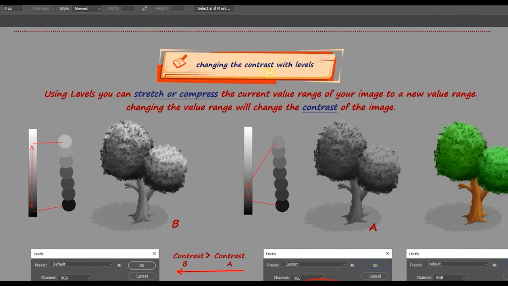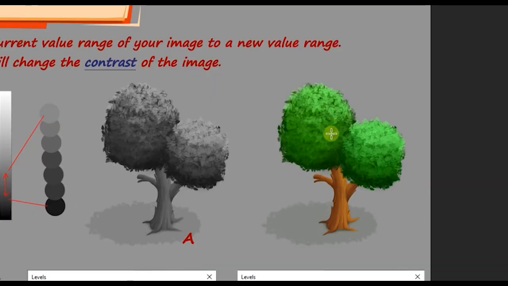Changing the contrast with levels. Using levels, you can stretch or compress the current value range of your image to a new value range. Changing the value range will change the contrast of the image. Look at this image. I have removed the hue.